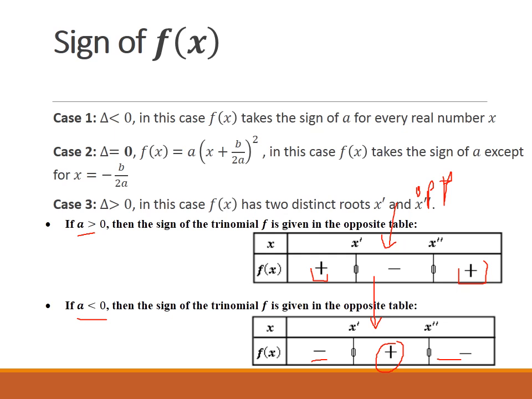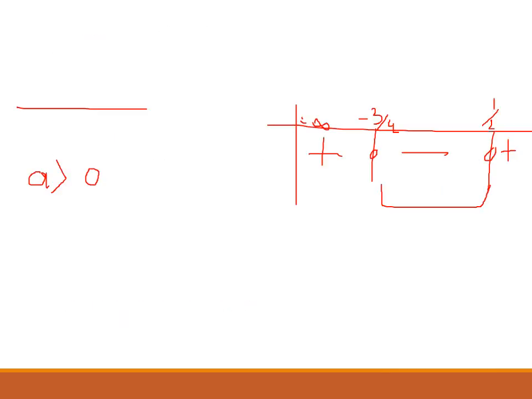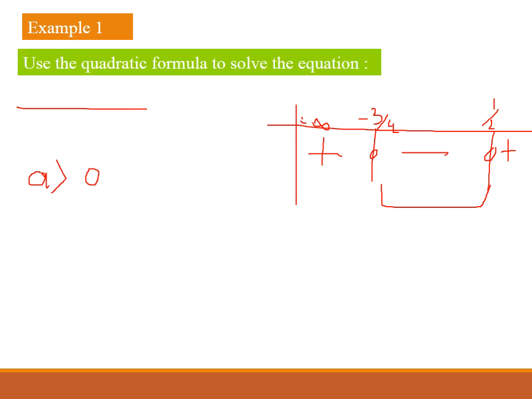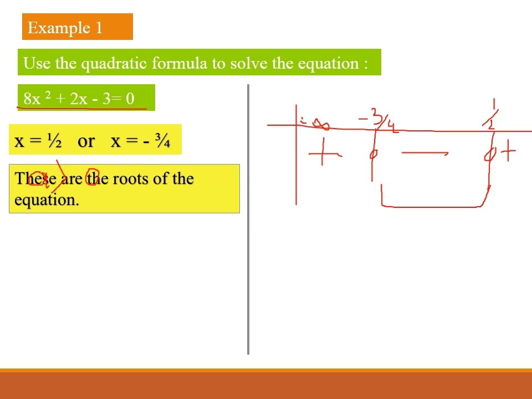Let us do an example. Okay, I'm going to take the example of example 1, where we already calculated the roots, x equals half and x equals minus 3 over 4. How do we find the sign? It's very easy. We draw this table. Okay, the two roots are minus 3 over 4. We put them in increasing order, and the second root is half. Okay, both of them are roots for f of x, or for the quadratic equation.